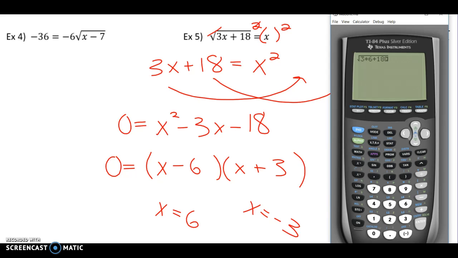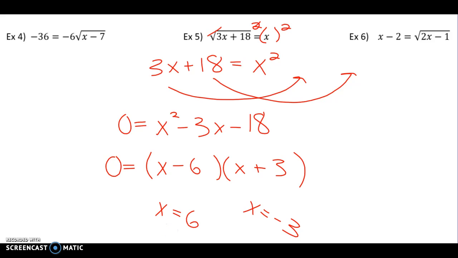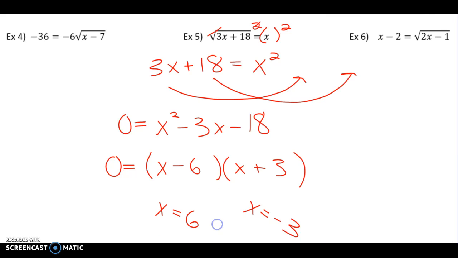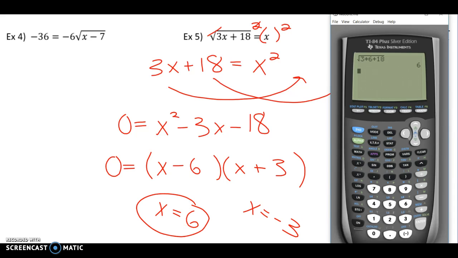What do we say x is for this problem? 6. We're currently testing 6, right? So if it equals 6, we know we did it right. So hit enter, and we get 6. That equals x. So that is correct. You can circle that answer. And then now we just need to try the other one. So shortcut, if you hit second enter, it will give you that back.